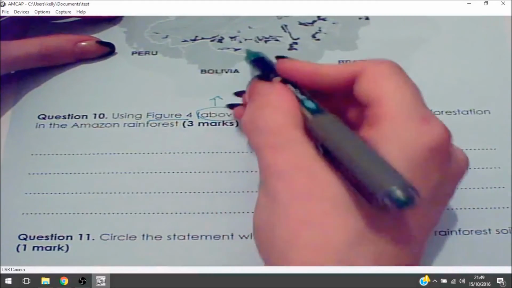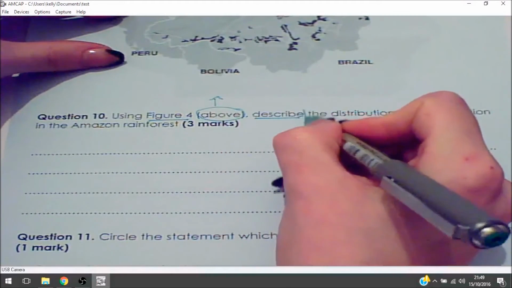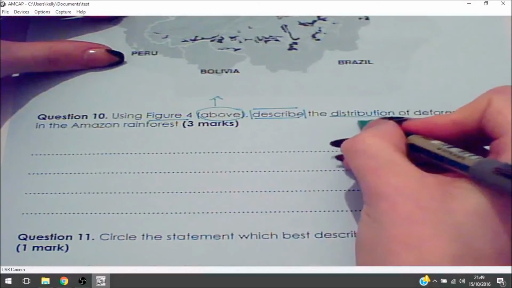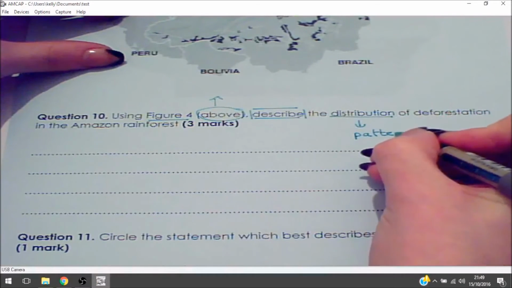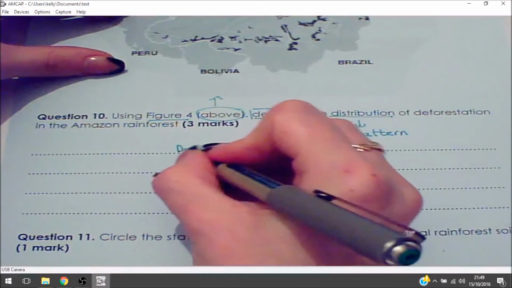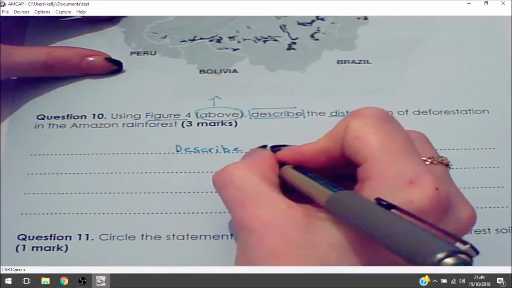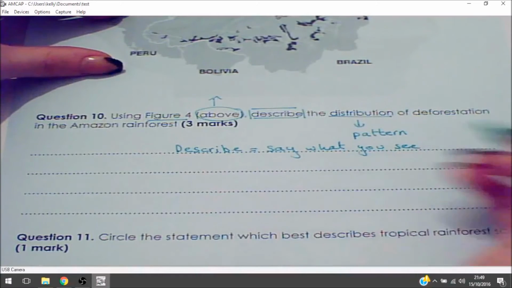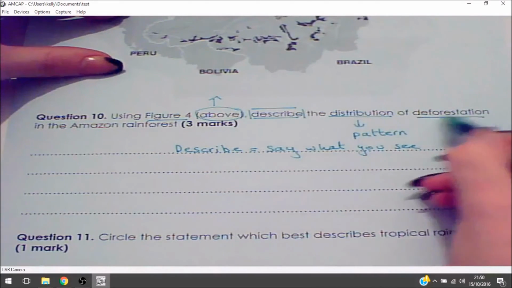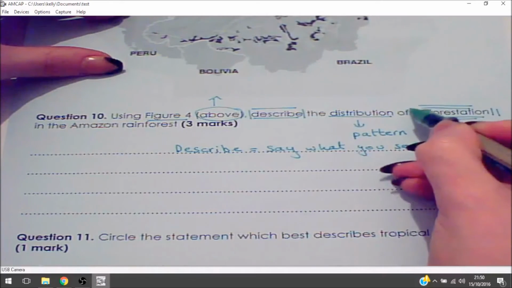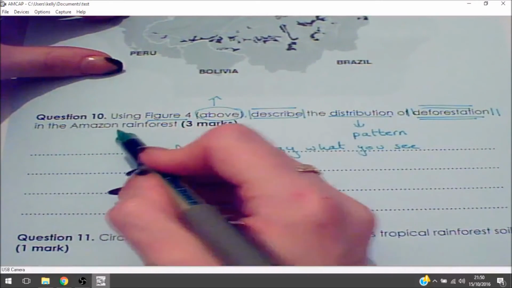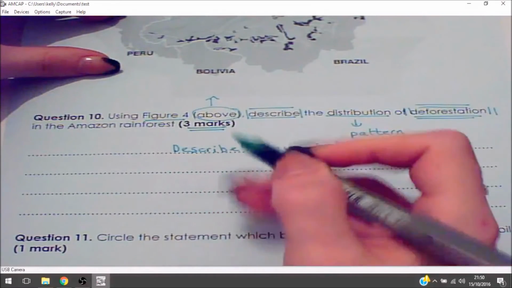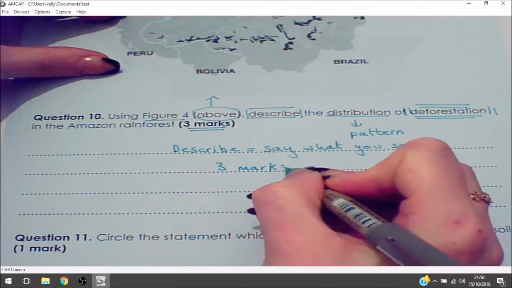So if we go back to the question, we're going to use figure 4, which we've just gone through above. We're going to describe the distribution. Now again, we know that distribution means pattern. We know that describe means to say what you see. It's asking you to describe the pattern of deforestation. So think of that as a key word. What is deforestation? And again, in the Amazon rainforest. And this question is worth 3 marks. So for a describe type of question, 3 marks means we have to make 3 points.